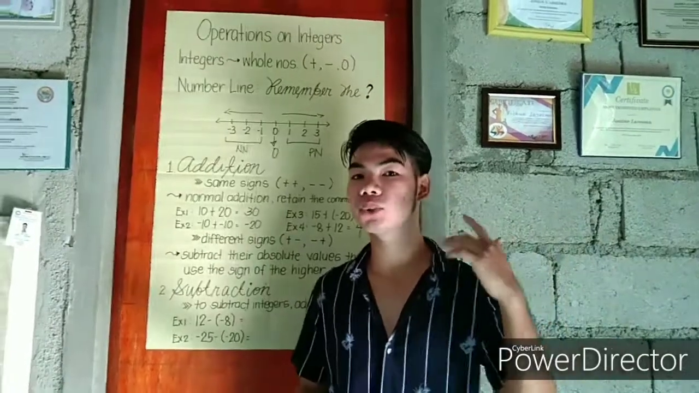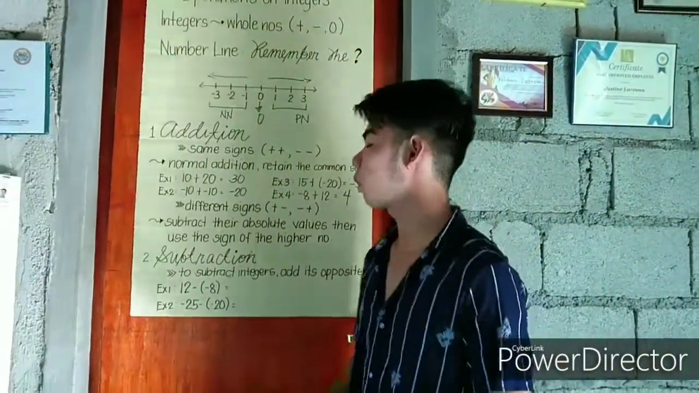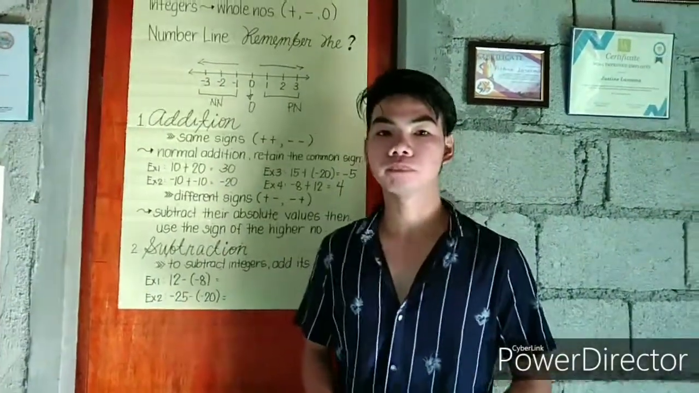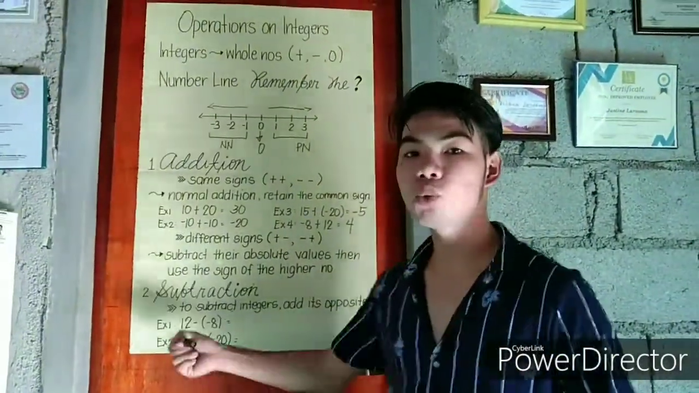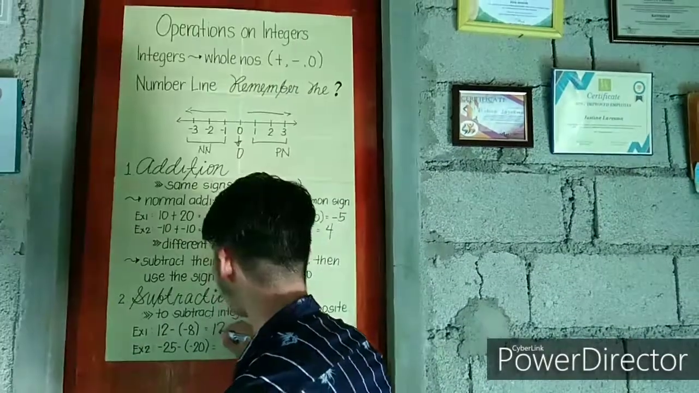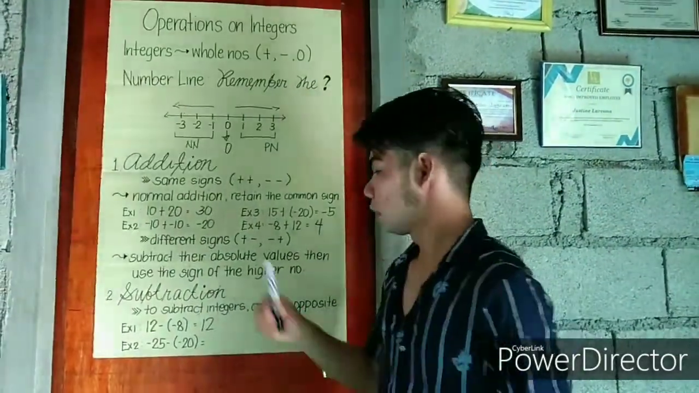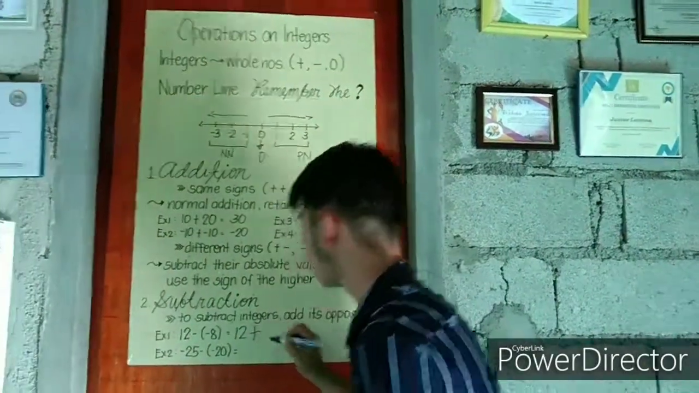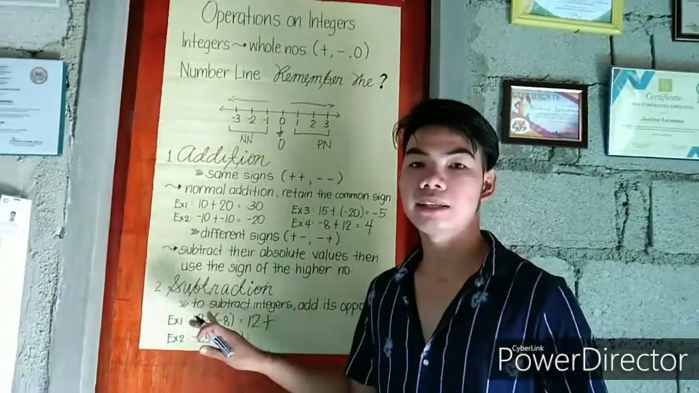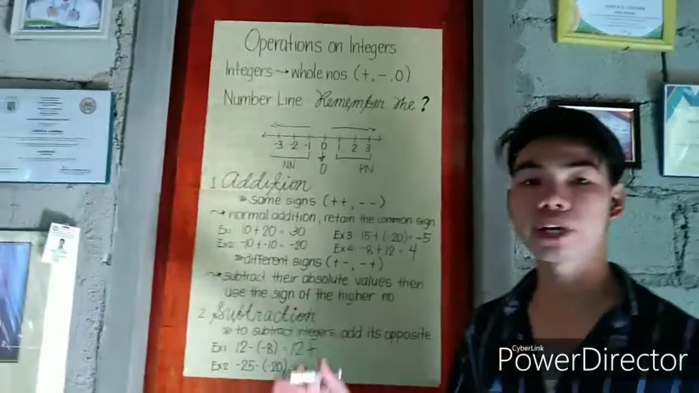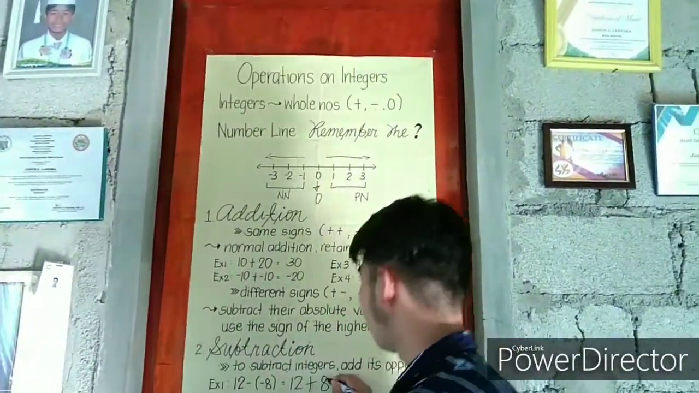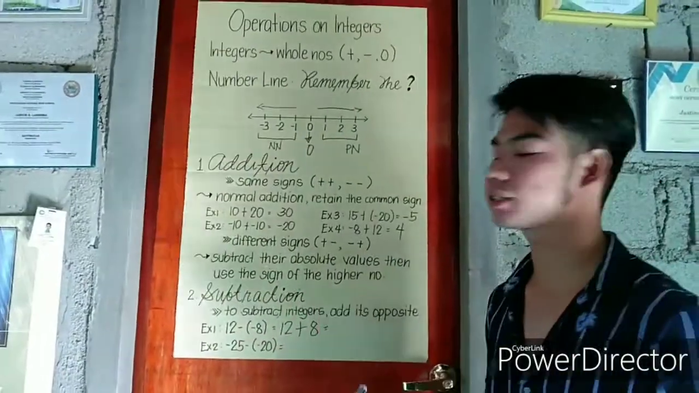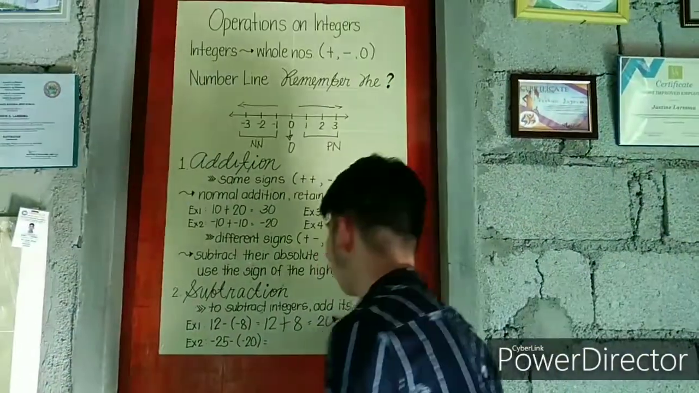Without further ado, let's solve example number 1. 12 minus negative 8 gives you, okay, retain the minuend. Just write 12. Then change the operation into addition. Then it will become 12 plus, then the opposite of negative 8, of course, that is positive 8. Our new equation is 12 plus 8. Of course, the answer is positive 20.